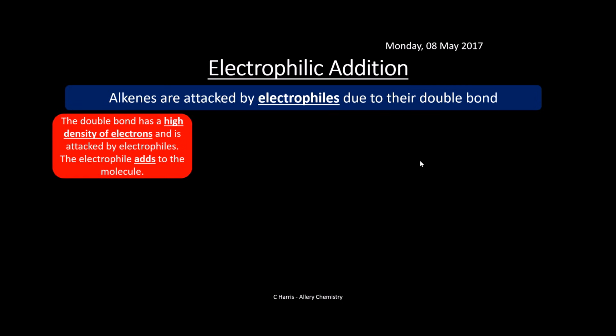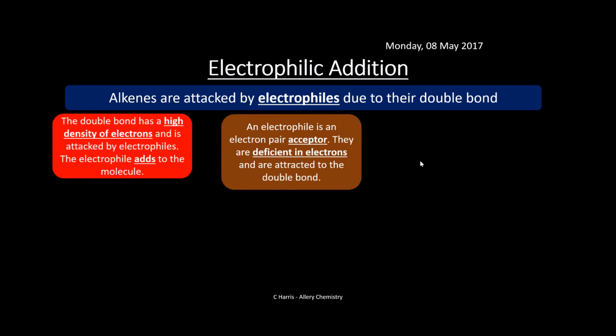Okay, so these things undergo addition reactions, and alkenes are attacked by electrophiles because they have double bonds. The double bond, like we said, has loads and loads of electrons. It's attacked by electrophiles, and basically the electrophile adds to the molecule. This is why we call it addition reactions.